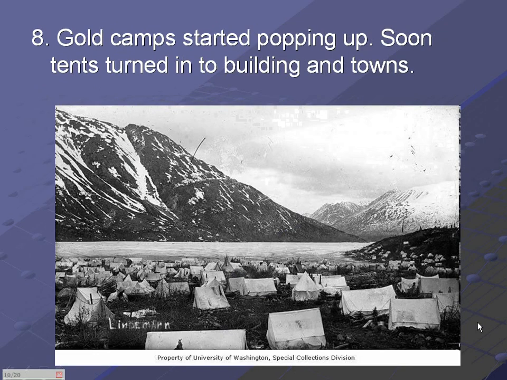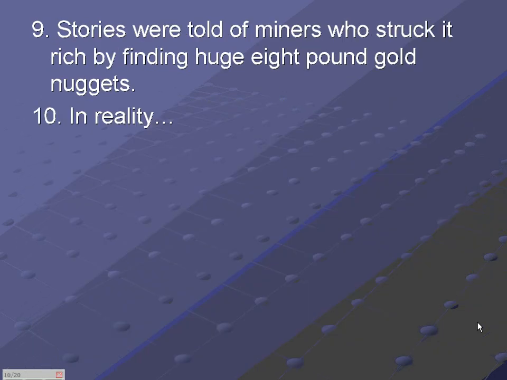Gold camps started popping up. These are tents. So miners would live in these tents. Tents are all the way out here. All of this, all of that over there. And soon tents gave way to buildings, saloons, hotels, things of that nature. So towns started exploding, basically. There were just new towns overnight.